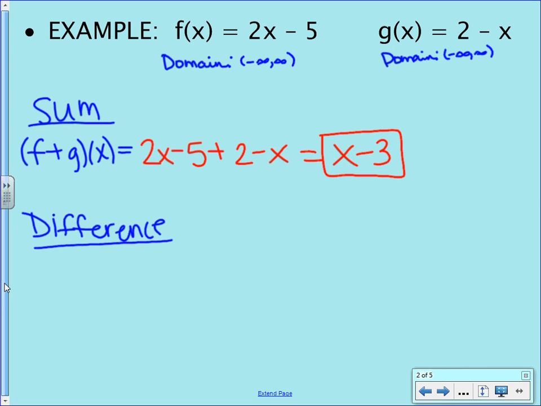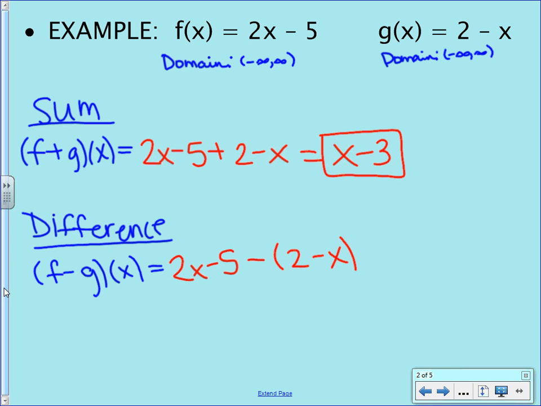Okay. The difference of functions. So we want f minus g of x. Here's where we need to be careful. We have our function f, and we are going to subtract our function g. What should I do with g to ensure that we subtract the whole thing? You can either take a negative through, or you put it in parentheses so you don't forget to take that subtraction all the way through.